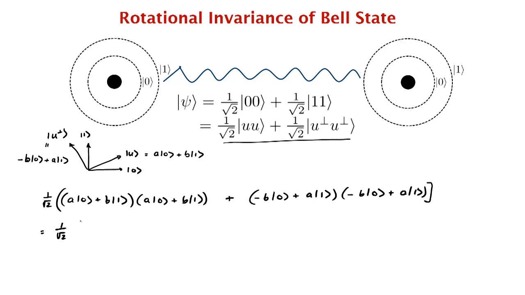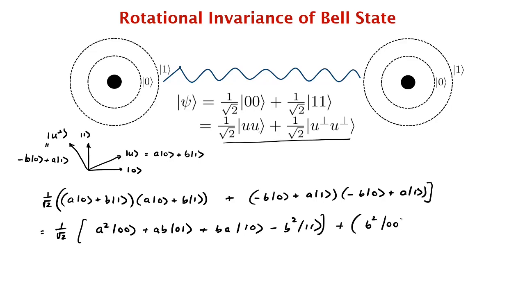And expanding this out, we get A squared |00⟩ plus AB |01⟩ plus BA |10⟩ plus B squared |11⟩ plus B squared |00⟩ minus BA |01⟩ minus AB |10⟩ plus A squared |11⟩. Now remember, the state was normalized, so what we have is A squared plus B squared equal to 1.